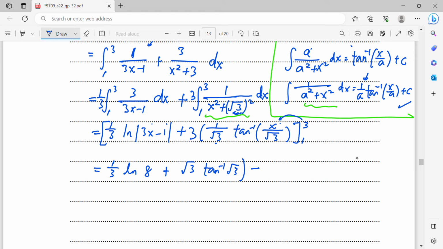Then minus, when the x is 1. So I will get 1 over 3 ln 3 times 1 is 3. 3 minus 1 becomes 2. Then plus 3 multiply, it becomes root 3. Inverse tangent 1 over square root 3.